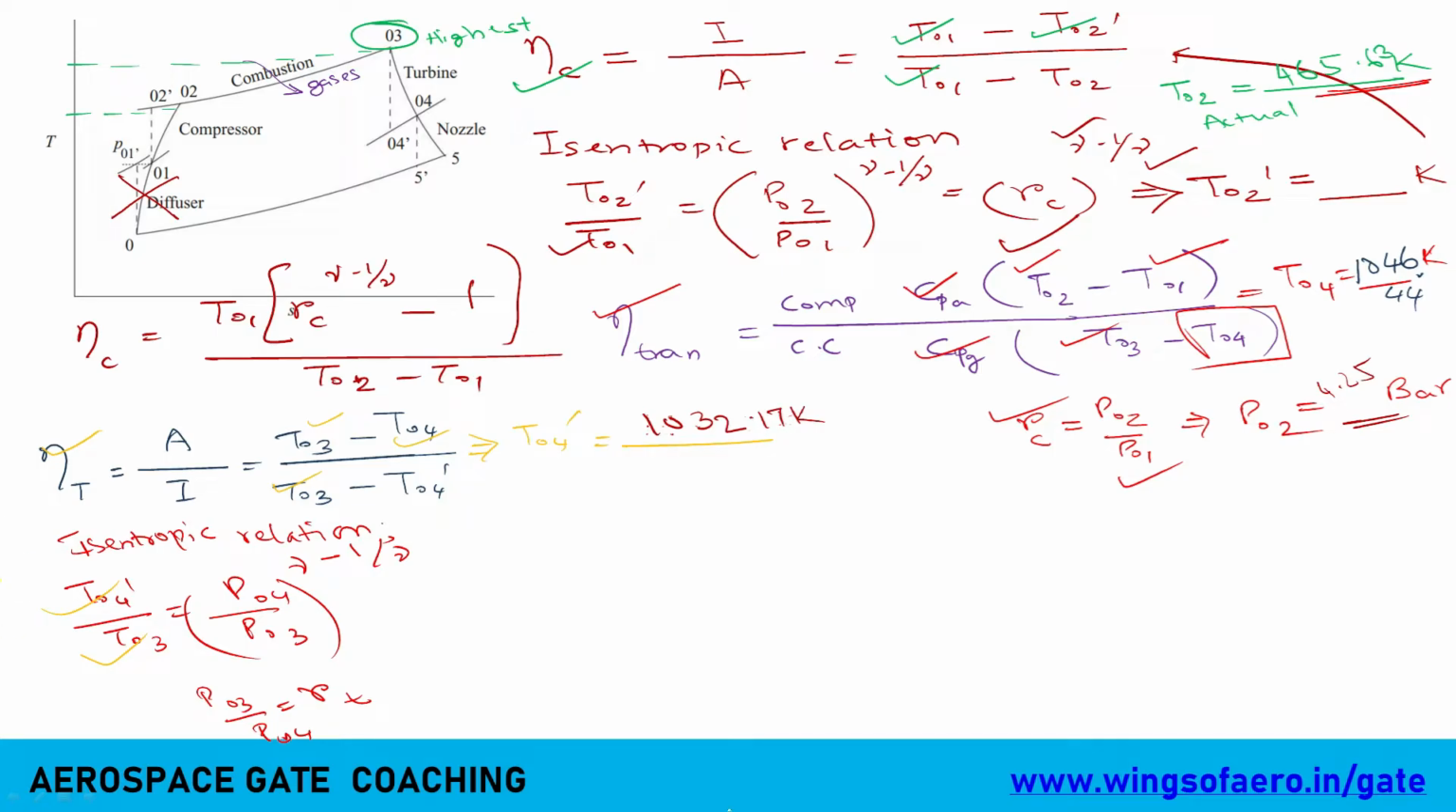Use this formula and find the value of RT, and ensure the gamma you are using is 1.33 here. So what is RT, P03 by P04? Tell me what value you are getting. Then I will proceed to the next. Once you're done, just tell me.